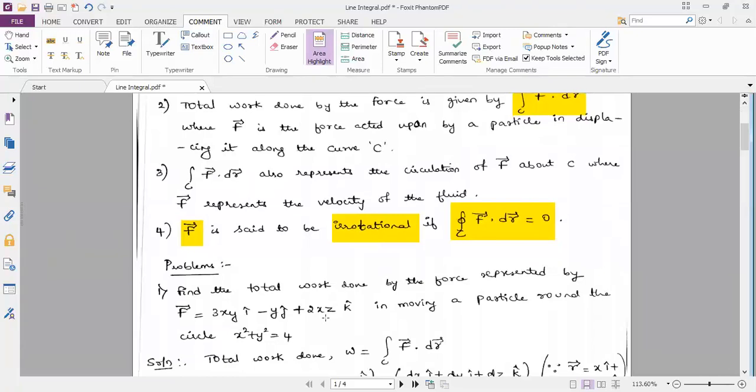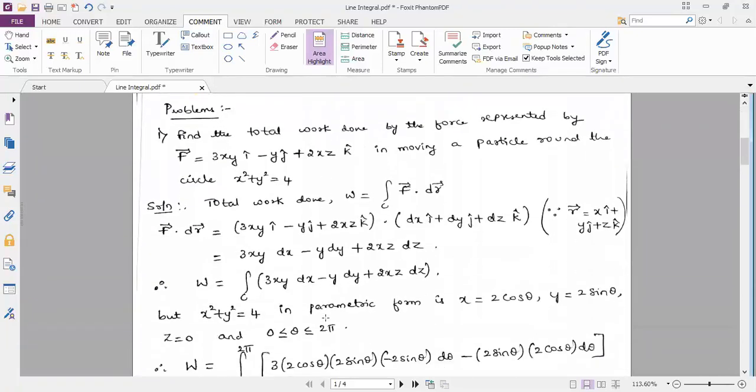Find the total work done by the force represented by vector F is equal to 3xy i minus y j plus 2xz k in moving a particle around the circle x square plus y square is equal to 4. Now the formula for total work done is given by W is equal to integral over C F dot dr. Let us first perform F dot dr. Vector F is given, dot product with dr.